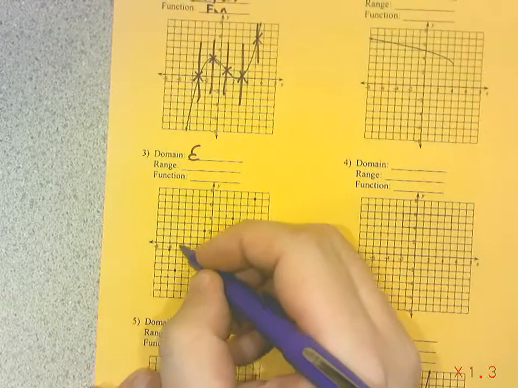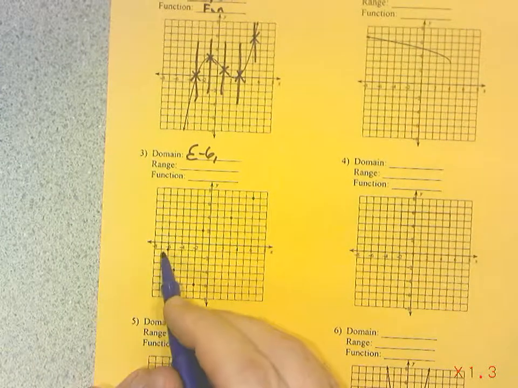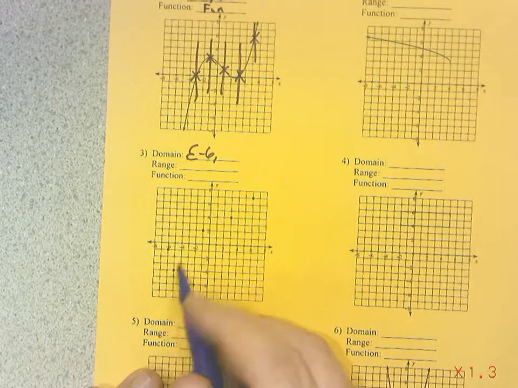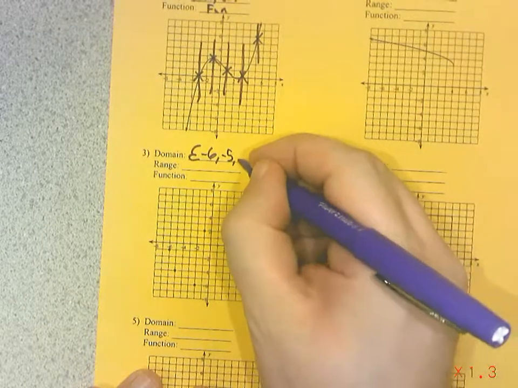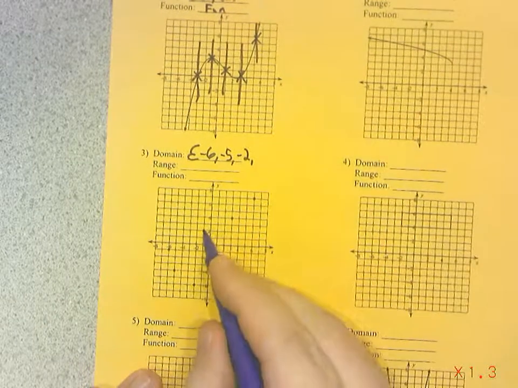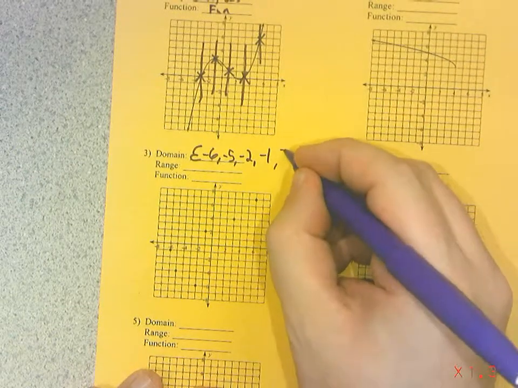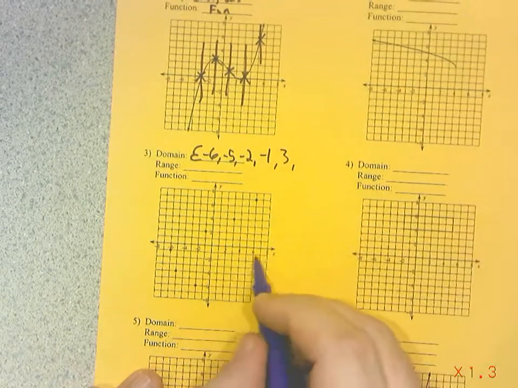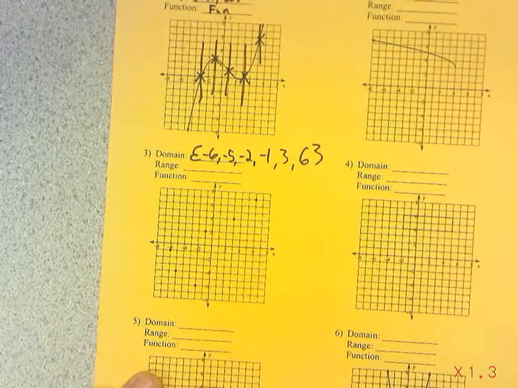So at this point, it's negative 6. So negative 6 would be the least x value. The next point right here is at negative 5. The next one is at negative 2. Next one is at negative 1. Next one is at 3. And then my last one over here is at 6. And then I'd close that off with a little squiggly bracket.